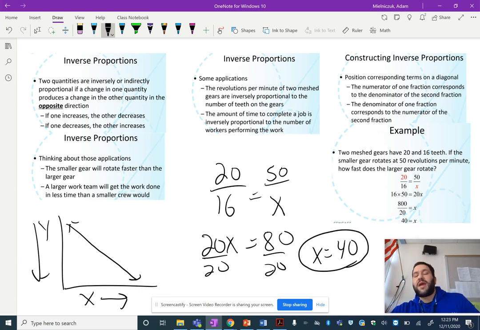Take some time to look at how we set this up. It's really important to understand that the numerator of one fraction corresponds to the denominator of the second fraction. So the teeth of one of these meshed gears corresponds to the revolutions per minute of the other one. And that makes sense, because the more teeth you have, the more revolutions per minute.